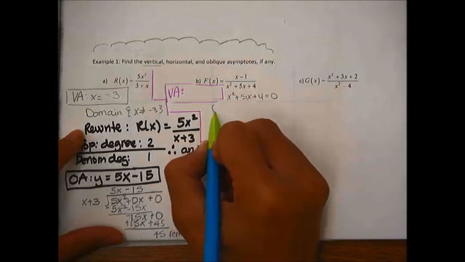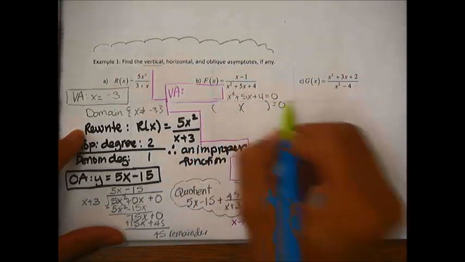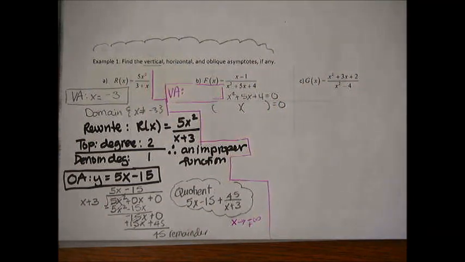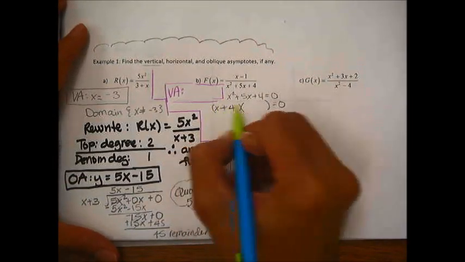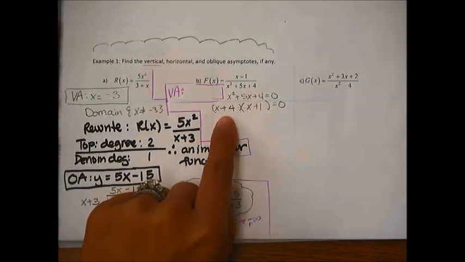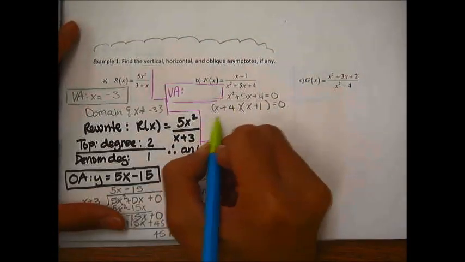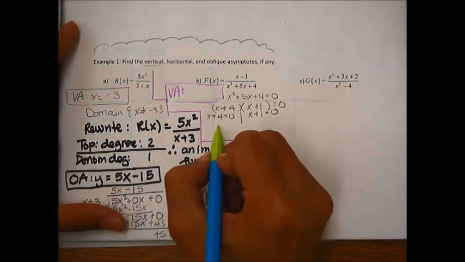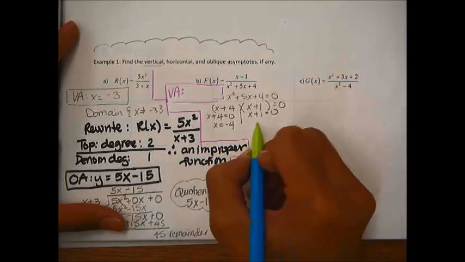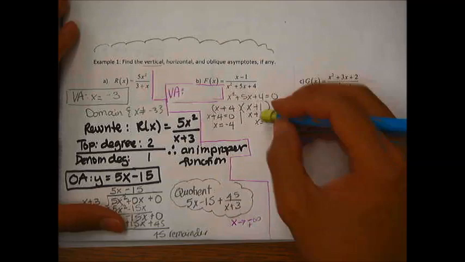From here, we can factor it out. I'm going to give you about 10 seconds to see if you can factor that out on your own. Hopefully you are writing x plus 4 and x plus 1. You can write x plus 1 on the front and x plus 4 on the back. It's not important. So take each factor and set it equal to 0. So my first VA is x equals negative 4. My second VA is x equals negative 1.